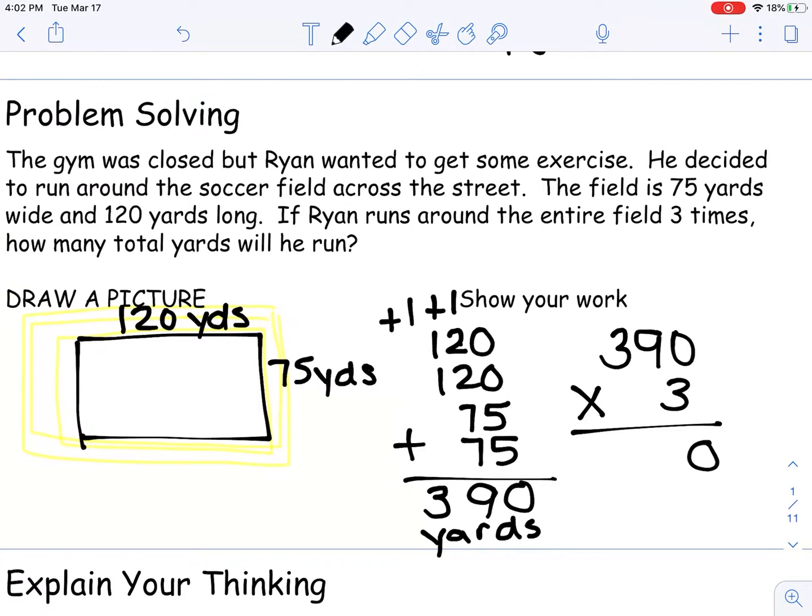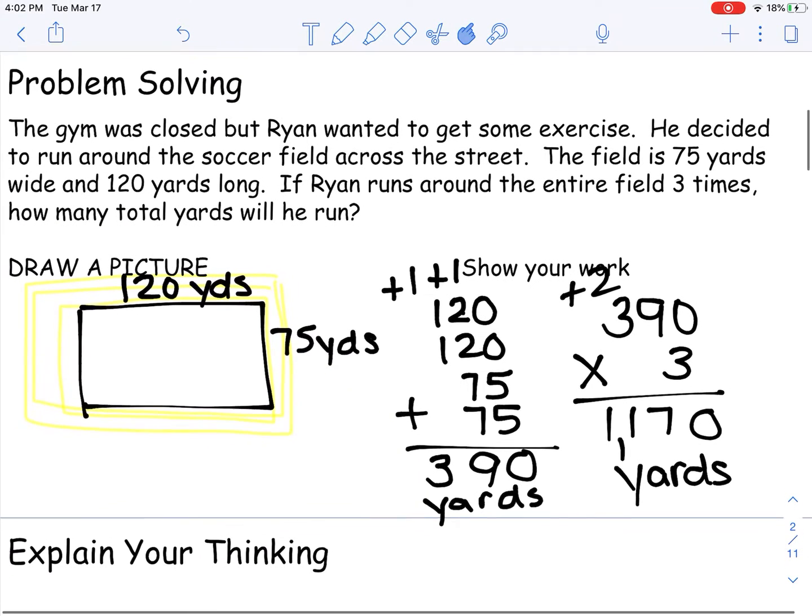3 times 0 is 0. 3 times 9 is 27. Carry the 2. 3 times 3 is 9. Plus 2 is 11. And since it's perimeter, it's just yards. We don't square it and we don't cube it.